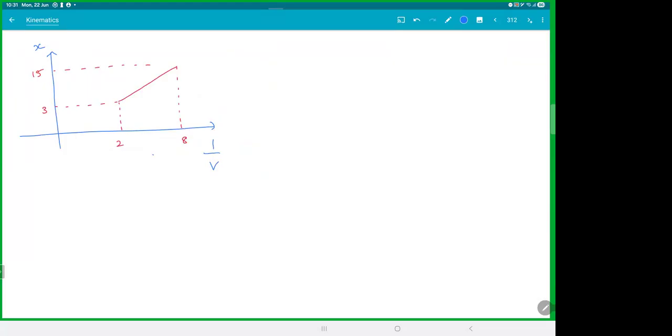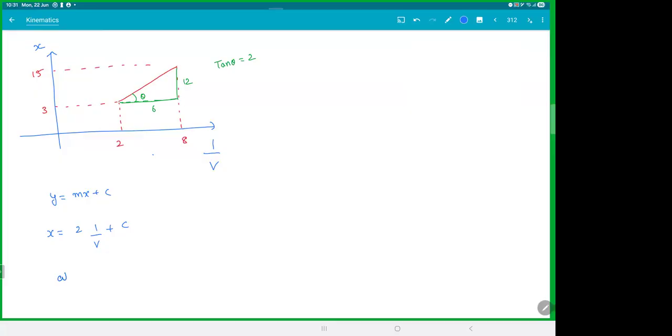So one thing is clear, this is a straight line. So this is looking like y is equal to mx plus c. In place of y we have x, in place of m we have 1 by v, plus c. So if I can get m and c, my job is done. The slope I know from here: this is theta, so this height will be 12 and this will be 6. So tan theta is equal to 2. So the slope is 2. The value of c I can find.